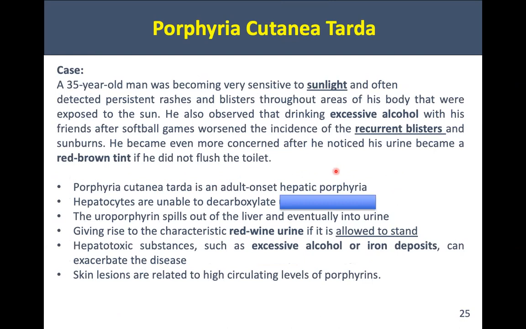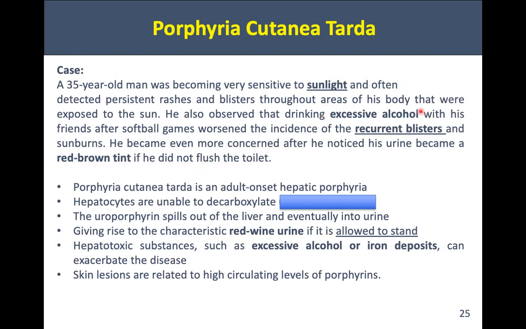Okay, so this is a clinical scenario that they might give you. As you can see, I highlighted the buzzwords. We have very sensitive to light. This is what we mean by photosensitivity. And we can see that after he went into light, he has recurrent blisters. And then we also see that he has the red tint if he did not flush the toilet. So all of these things in your head are making you think of porphyria cutanea tarda.